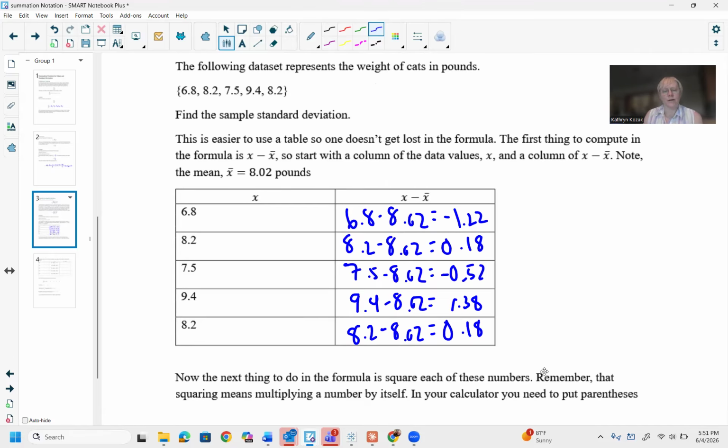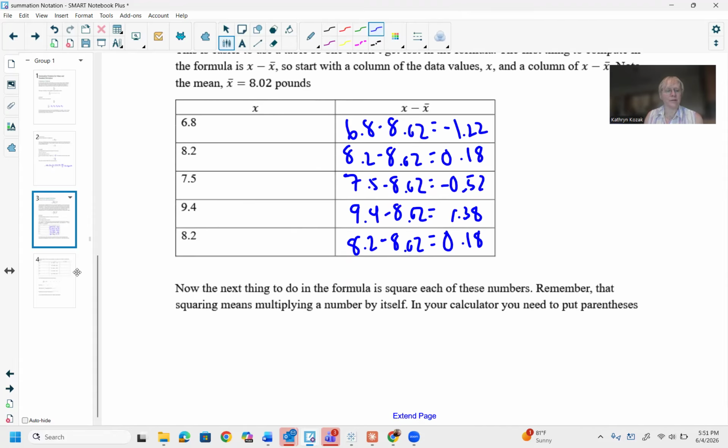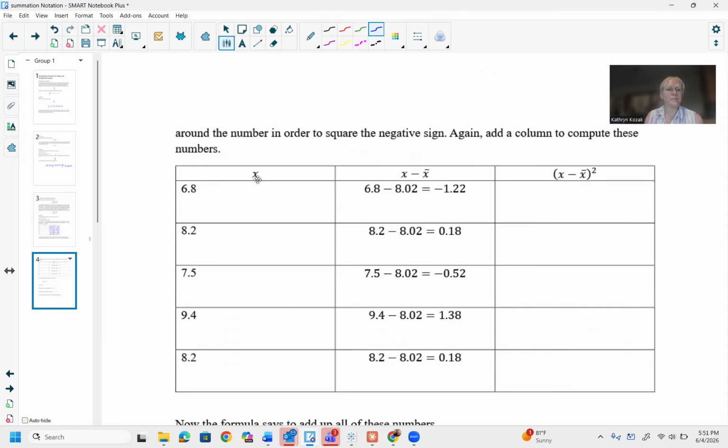Now the next thing to do in the formula is to square each of these numbers. Remember, squaring means multiplying a number by itself. In your calculator, you will need to put parentheses around the number in order to square the negative sign. Again, add a column to compute these numbers. So we added a column of (x minus x bar) quantity squared. We have our x's of 6.8, 8.2, 7.5, 9.4, and 8.2. Then we have our x minus x bar column of negative 1.22, 0.18, negative 0.52, 1.38, and 0.18.